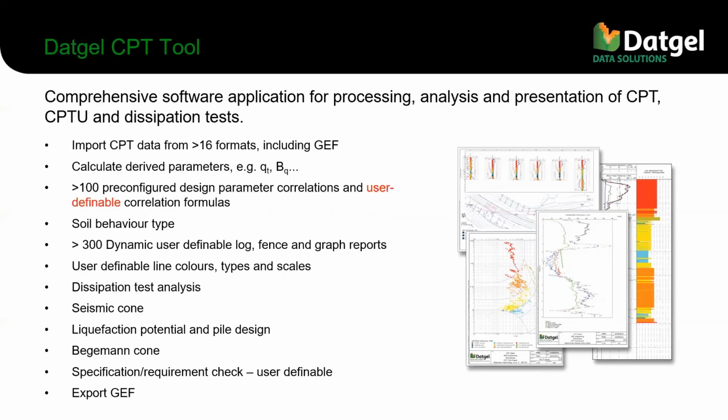And then it can calculate hundreds of correlations. Now you can define more formulas yourself. It will calculate soil behavior types. You can pick from a long list of options. It has hundreds of example reports built in to the software. You can create more. It has user-definable lines and types and colors and scales, and you can set those as defaults, so you don't have to keep on setting them for every project.